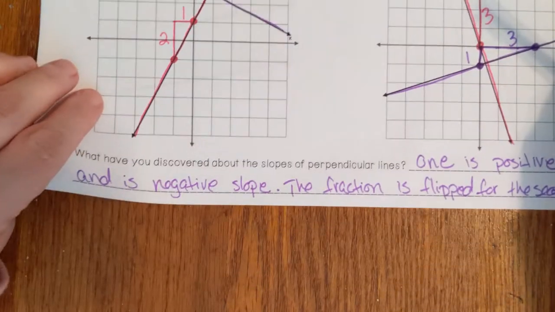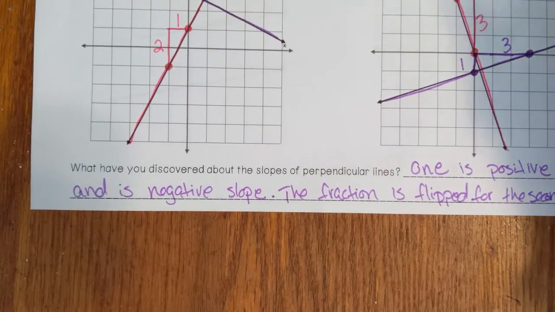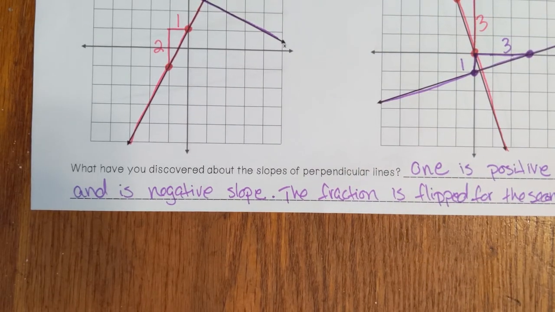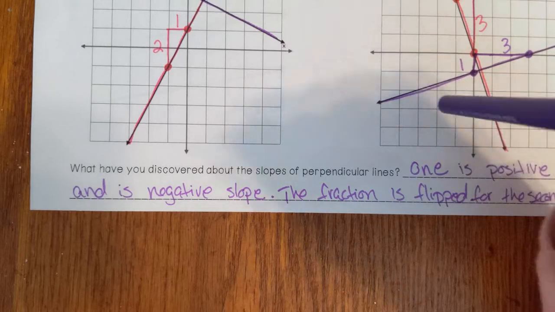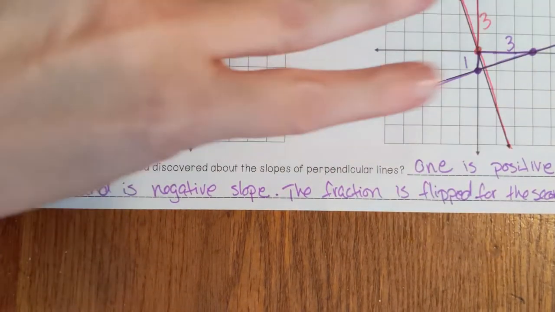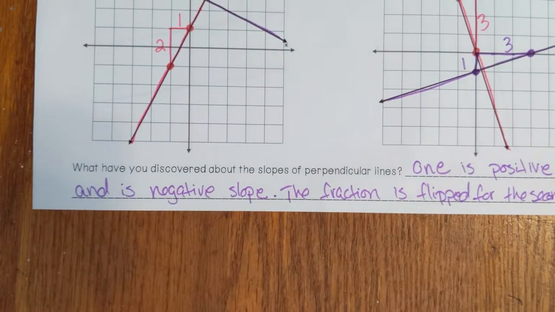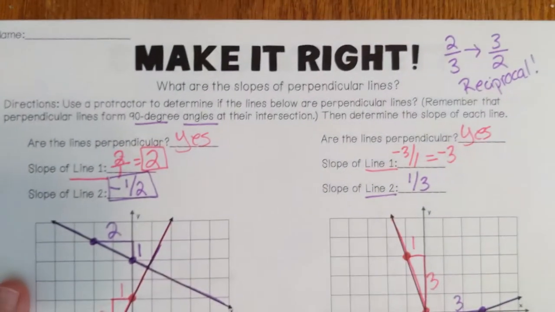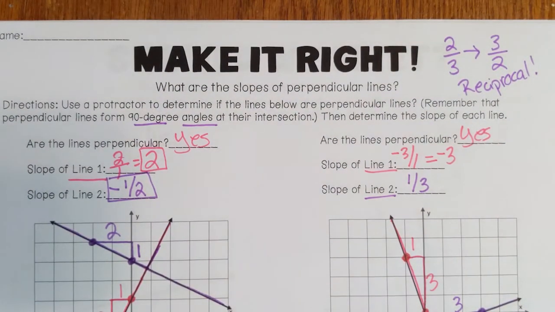So it looks to me like these slopes are reciprocals of each other. Interesting. So this is a true conjecture. Both of these are. Parallel lines have exactly the same slopes, and perpendicular lines have what we call opposite reciprocal slopes. Opposite signs, one's positive, one's negative, and the fractions are flipped. They're reciprocals of each other. Okay, so this was a really good discovery to make. We're going to use this quite a bit going forward. It's something we're going to come back to all year long.